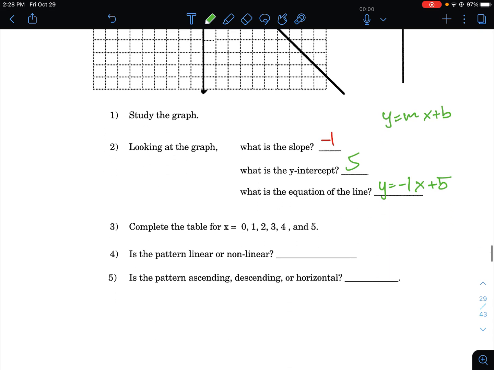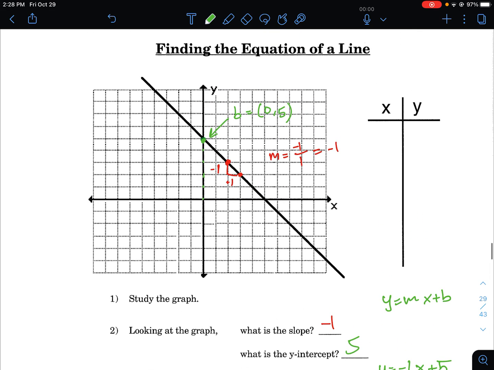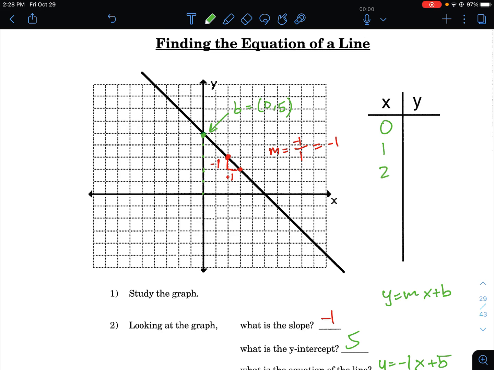Complete the table for when x equals 0, 1, 2, 3, 4, 5. When x is 0, let's take a look. Y is 5, which is the y-intercept. When x is 1, y is 4. When x is 2, y is 3. And you can see the pattern from 5 to 4, 4 to 3, we are subtracting 1 every time. So 2, 1, 0.